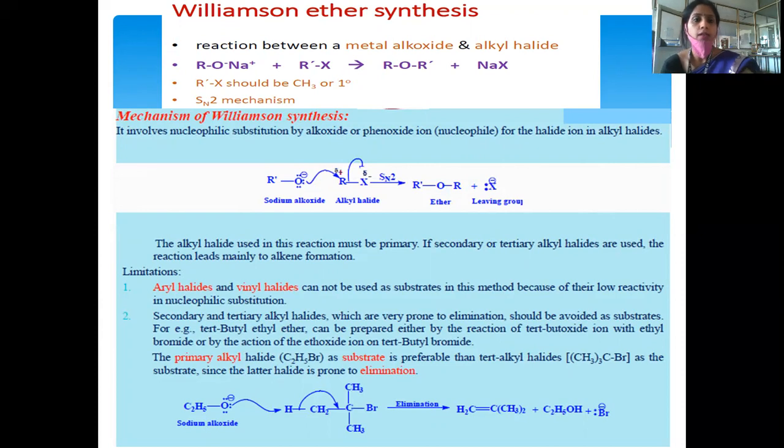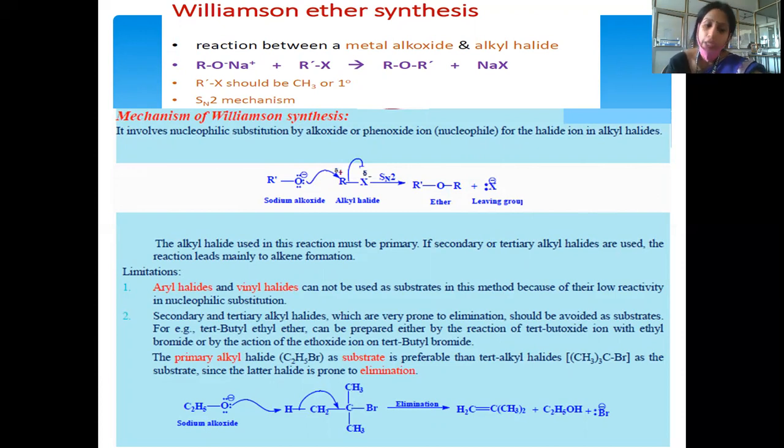Now the condition is again that the alkyl halide should be primary. And if we see the mechanism, it is SN2 mechanism. SN2 means it occurs in one step and the attack is from the back side. So the mechanism is given over here. Again, the condition is that the reaction should have primary alkyl halide, because if secondary or tertiary alkyl halide is used, then it may lead to alkene formation.